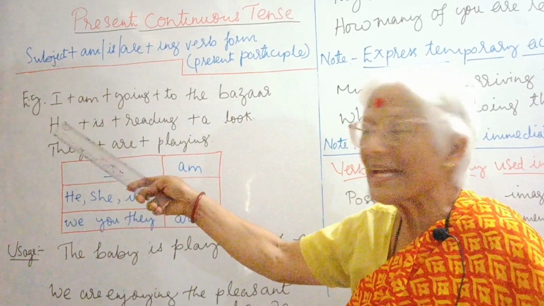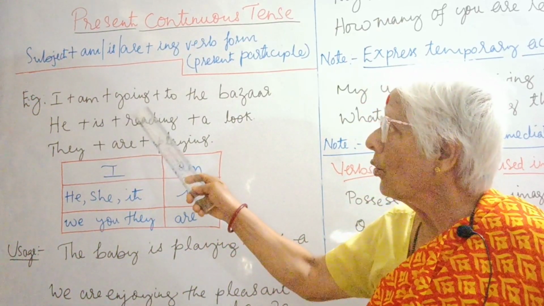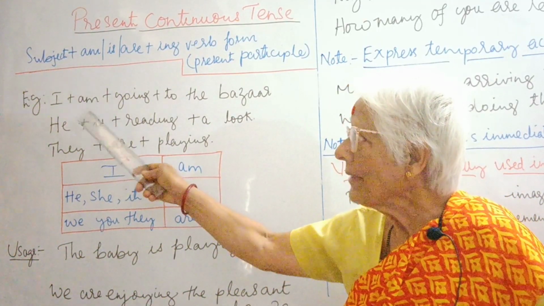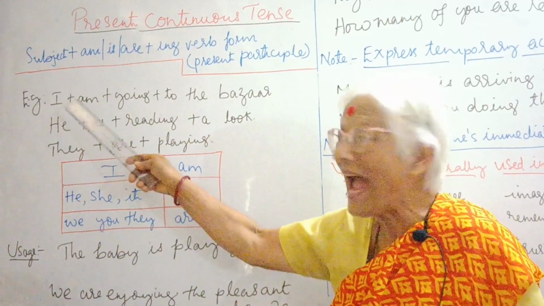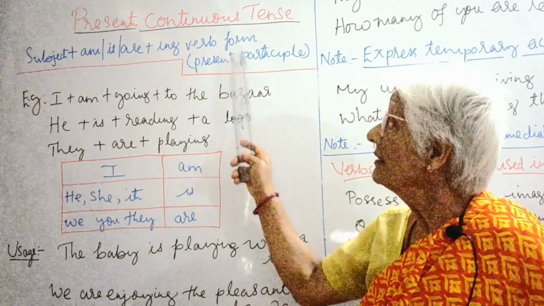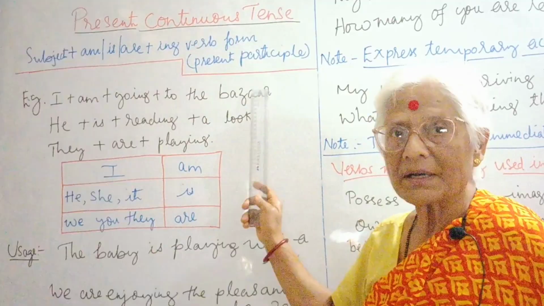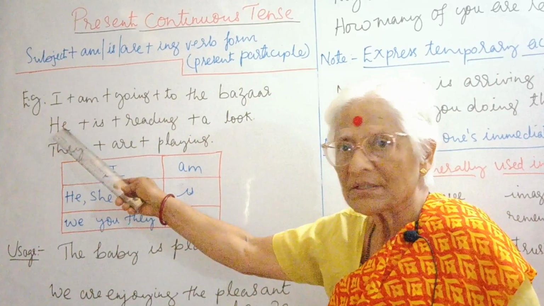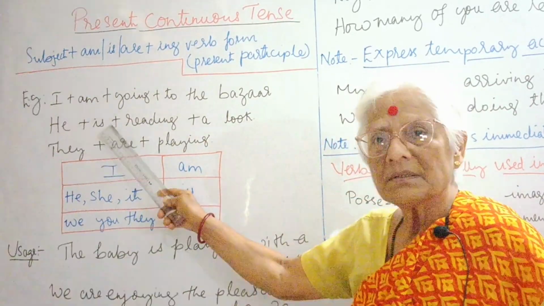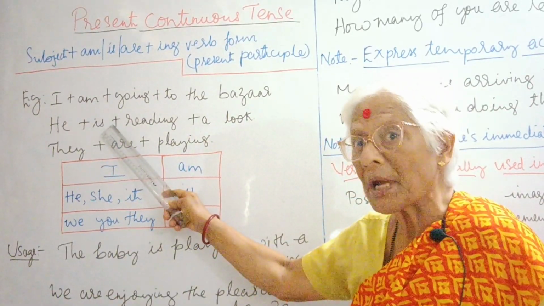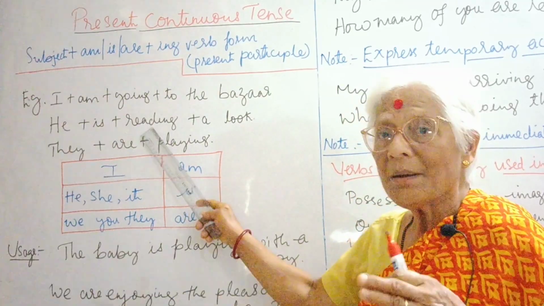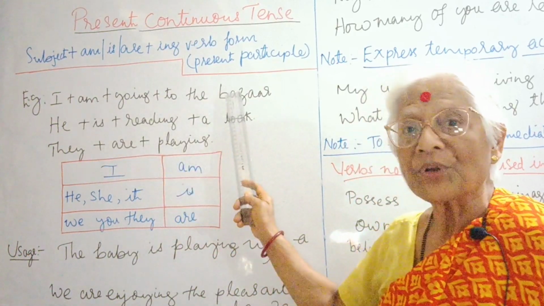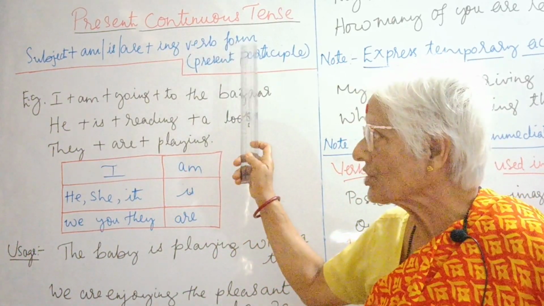Okay? Now let's come here. The example: I am going to the bazaar. So I is the subject, am because it agrees with the subject. I am. Going is the present participle, to the bazaar. Clear? He is reading a book. He, subject, is, primary form of the verb, the primary auxiliary. Reading is the present participle, a book. So this is the way we frame the present continuous tense.